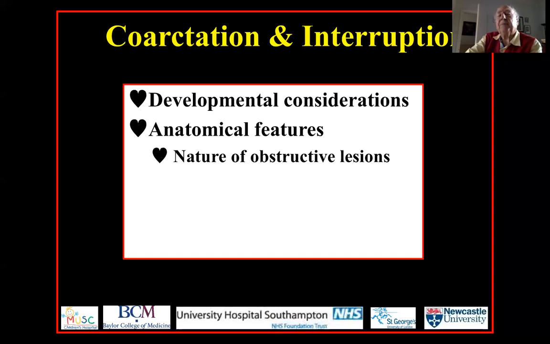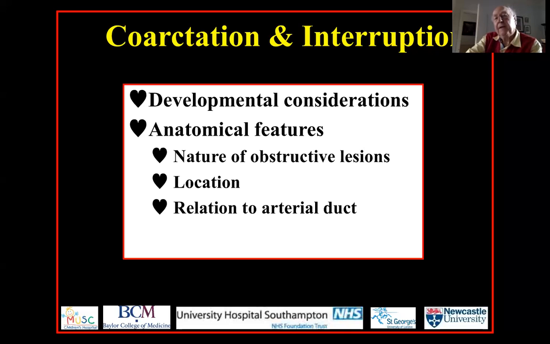I'm going to start by considering the nature of the obstructive lesions themselves. I'm going to share with you where we find them. I'm going to emphasize the relationship with the arterial duct. And then I shall also place emphasis on the associated lesions, those that reduce flow, which we know to be particularly important in the setting of coarctation and interruption.